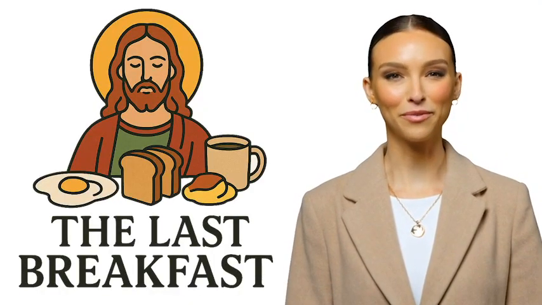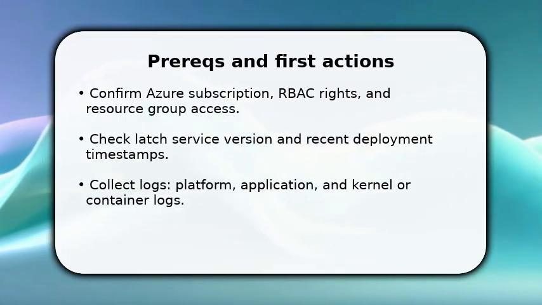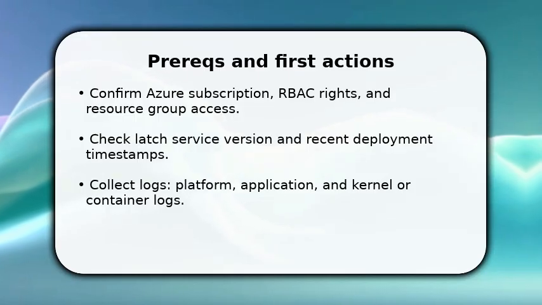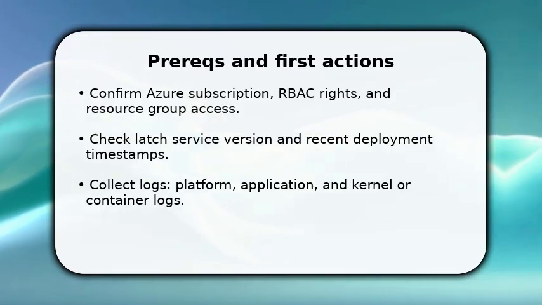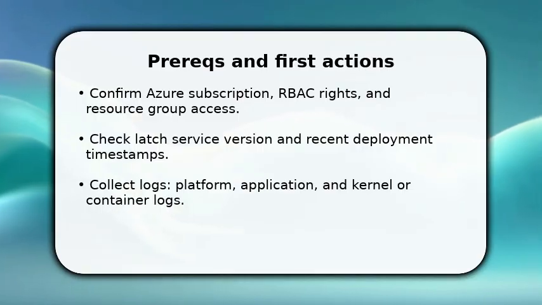Please enjoy the video. You start by verifying prerequisites and taking the first actionable steps. Ensure you have subscription-level RBAC and access to the resource group, because without rights you cannot triage. Once done, capture the Latch service version and recent deploy timestamps to isolate changes.